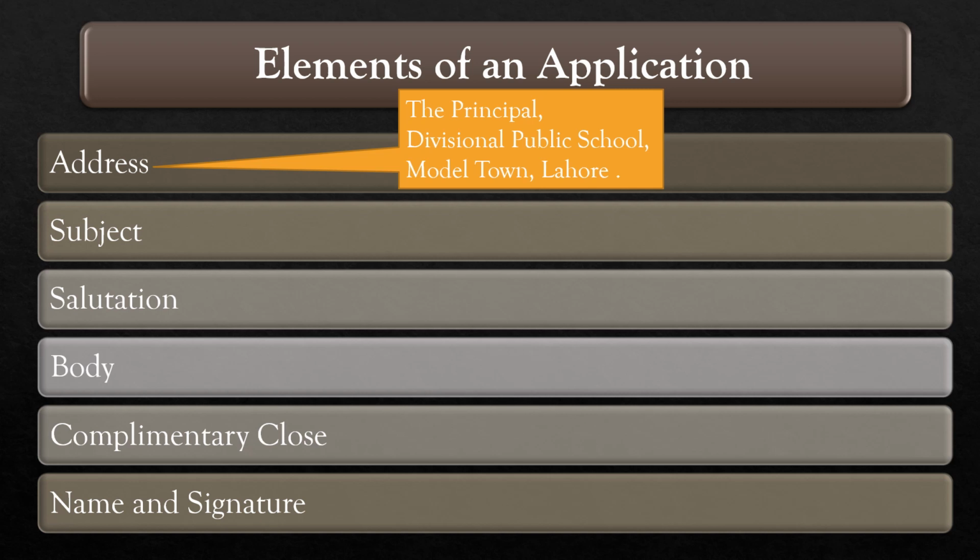On the second line, you have to write Divisional Public School. In Divisional Public School, Divisional's D is capital, Public's P is capital, School's S is capital, and there is a comma after it. On the third line, you have to write Model Town, Lahore. After writing Model Town, you can write Lahore and then a full stop. With correct punctuation, you have to write the address, dear students.